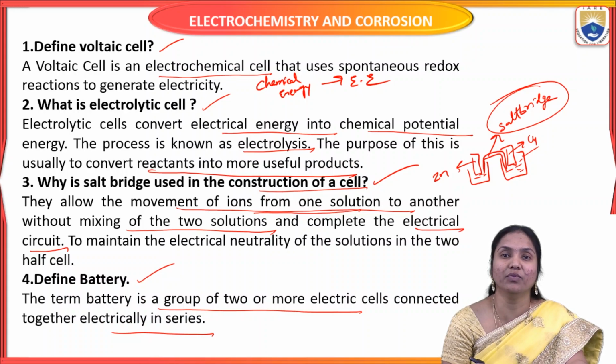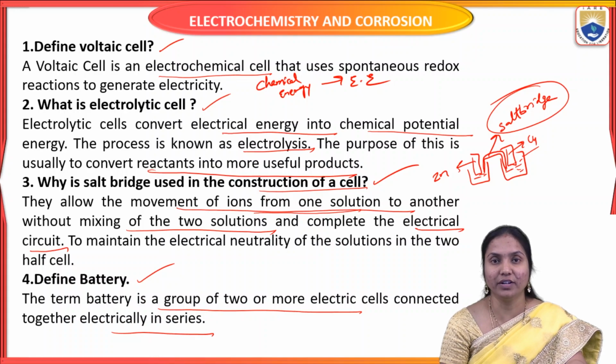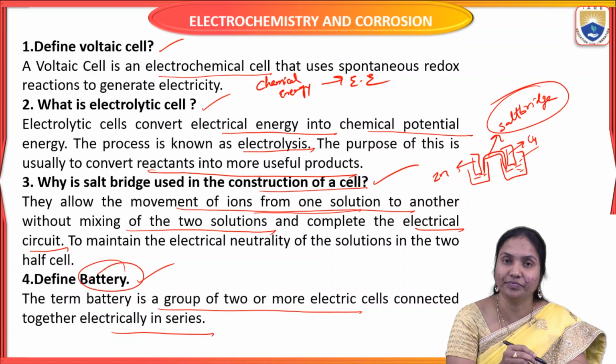A battery is a device in which two or more electrochemical cells are connected in a series. What is the meaning of an electrochemical cell? One which converts chemical energy into electrical energy is called an electrochemical cell. So two or more electrochemical cells which convert chemical energy into electrical energy is called a battery.